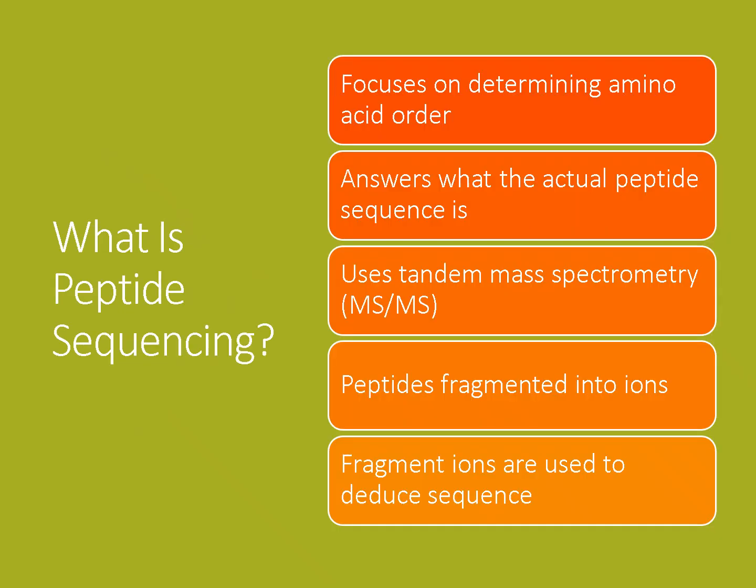Peptide sequencing focuses on determining the actual amino acid order. Instead of asking whether something matches a reference, it asks what the sequence truly is. This is done using tandem mass spectrometry, or MS/MS. Peptides are fragmented, and the fragment ions are used to deduce the sequence.